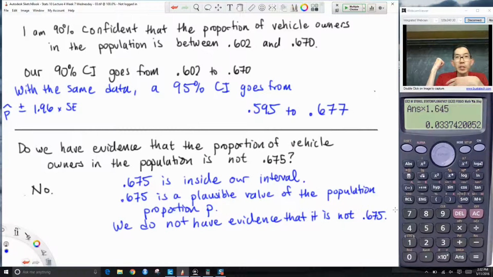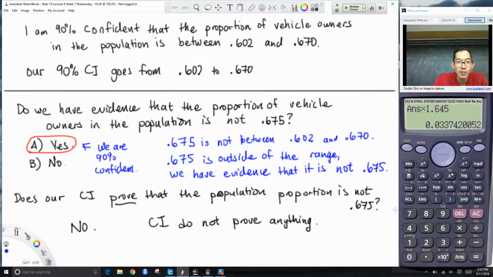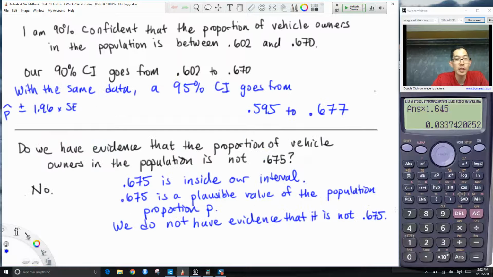Is this okay? All right, but we're looking at the same data, and we asked the same question. So how can we get two different answers? Earlier, with the exact same data, I created a 90% confidence interval and asked, do we have evidence that the proportion of vehicle owners is not 0.675? We said 0.675 is outside of our interval, so it's not a plausible value. Yes, we have evidence that it is not 0.675. Same data, same question, and this time 0.675 is inside our interval, and now we're saying we don't have evidence that it's not 0.675. How does this work out?